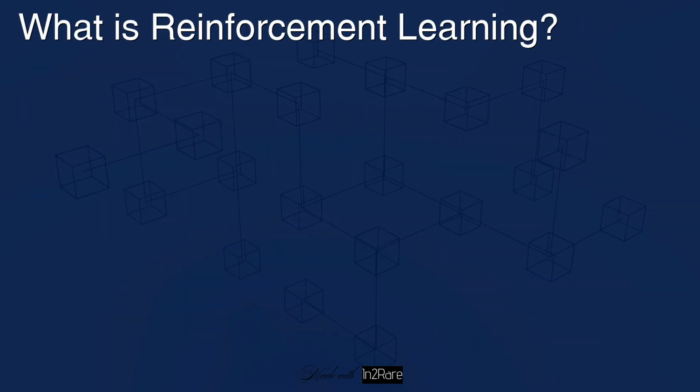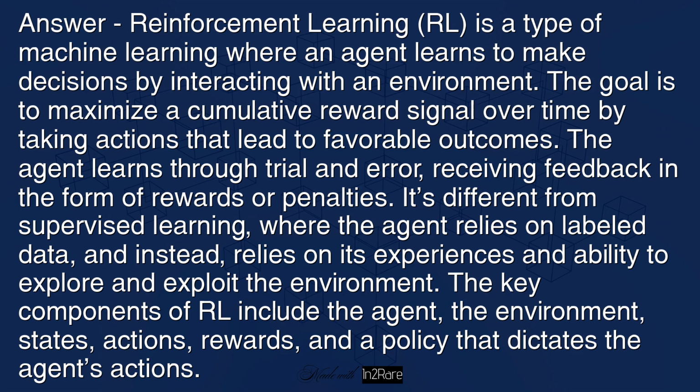What is reinforcement learning? Answer: reinforcement learning (RL) is a type of machine learning where an agent learns to make decisions by interacting with an environment. The goal is to maximize a cumulative reward signal over time by taking actions that lead to favorable outcomes. The agent learns through trial and error, receiving feedback in the form of rewards or penalties. It's different from supervised learning, where the agent relies on labeled data, and instead relies on its experiences and ability to explore and exploit the environment. The key components of RL include the agent, the environment, states, actions, rewards, and a policy that dictates the agent's actions.